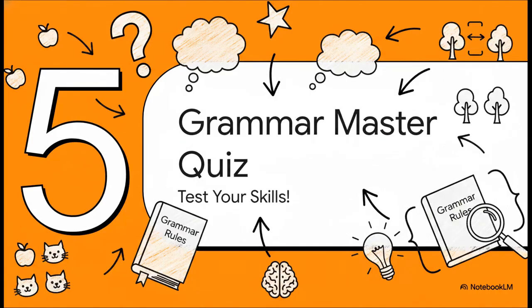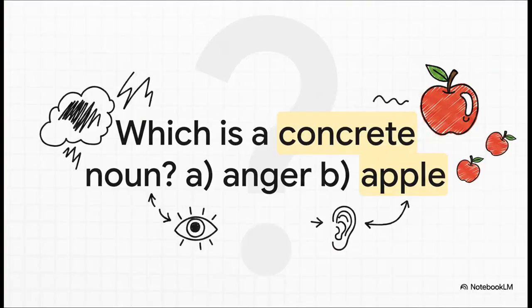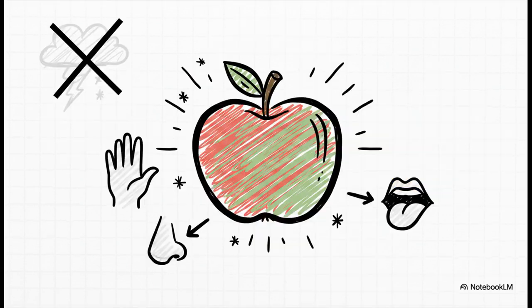Section 5, the Grammar Master Quiz. Test your skills. All right, it is time to step up. Here's your first challenge. Which of these 2 options is a concrete noun? Is it A, anger, or B, apple? Think back to our rule about the 5 physical senses. Yes, the correct answer is B, apple. Apple is completely concrete because it's physical. You can hold it, you can smell it, and you can definitely taste it. Anger, well, that's an abstract feeling you hold inside.